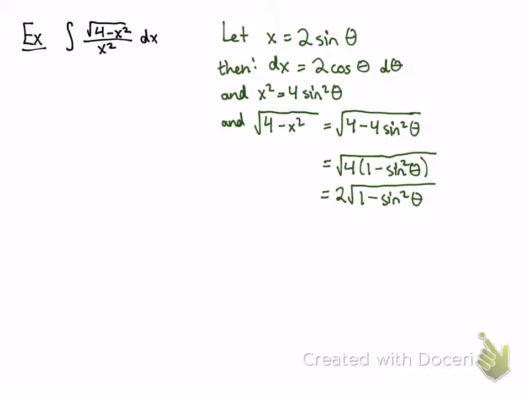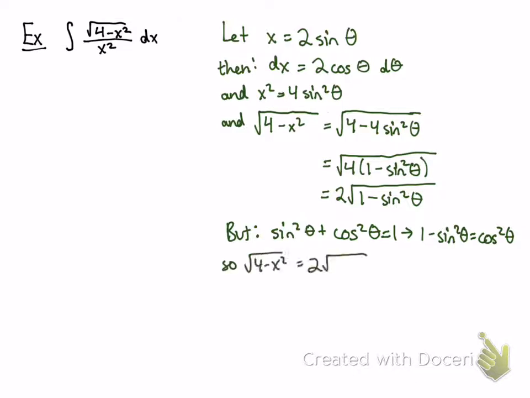Now that does not look friendly at all. However, remember this trig identity, sine squared plus cosine squared equals 1. If I move the sine squared over, I have cosine squared is 1 minus sine squared. So that means that 1 minus sine squared under the square root I can replace with just plain old cosine squared of theta. And the square root of cosine squared is just cosine. Well, almost.